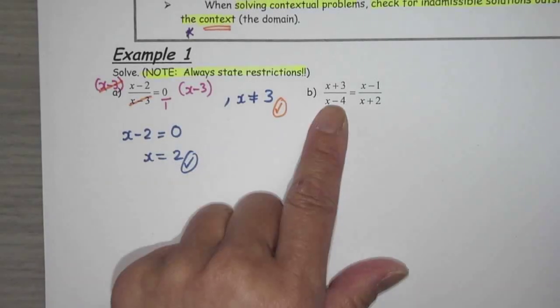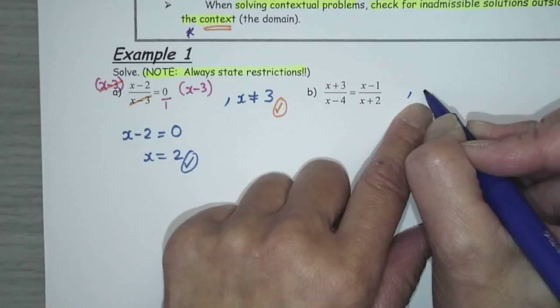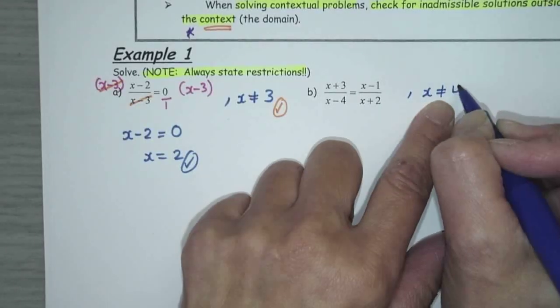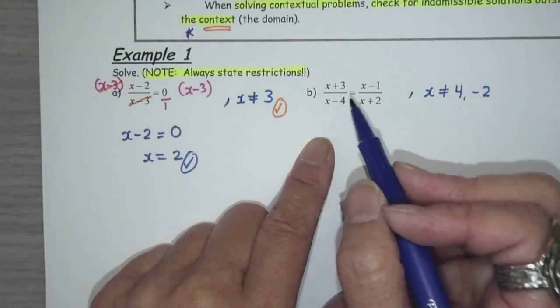Okay, so one more time. Right away you get the question. If you forget, then do it the next step. So do my restrictions. X cannot equal 4 or negative 2. All good? Go ahead and multiply.